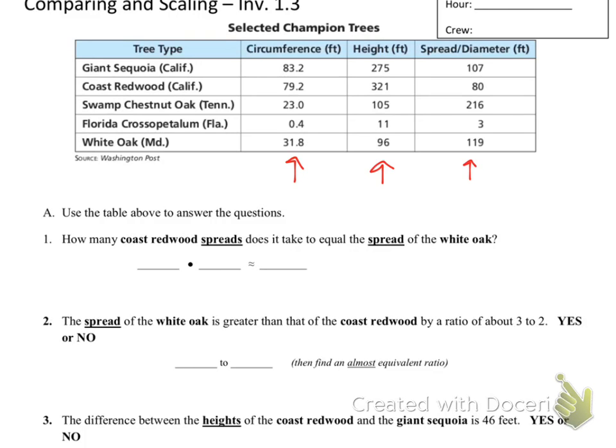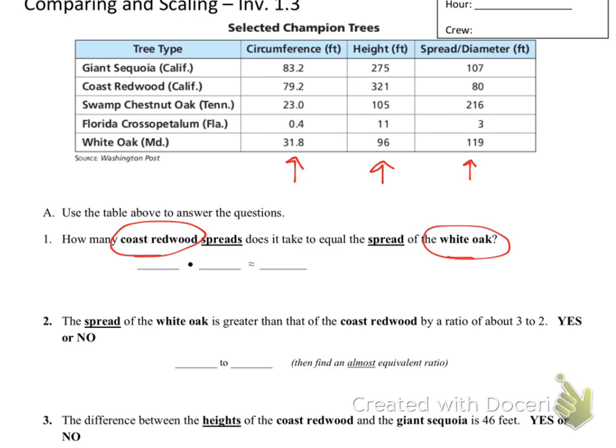So let's get started on our questions. What we're going to be doing is answering these questions and deciding if they're true and finding ways to prove that they're true. For our first one, how many coast redwood spreads does it take to equal the spread of a white oak? So we need to find a couple of different things. First, we need to decide the spread of the coast redwood and the spread of the white oak.